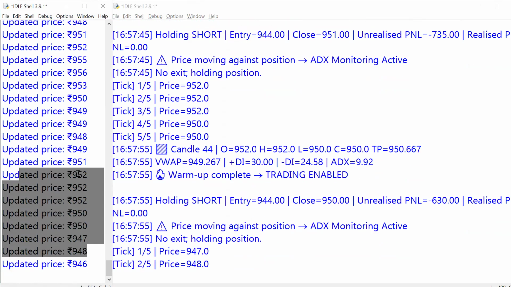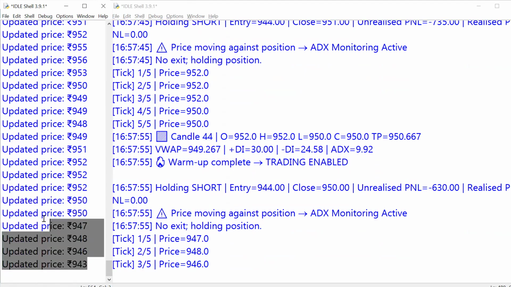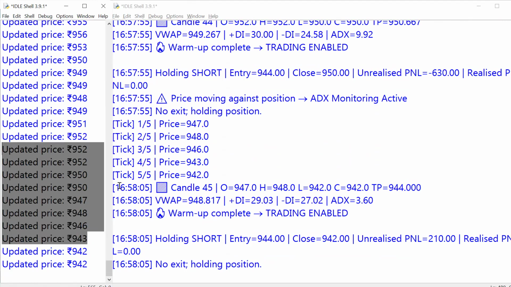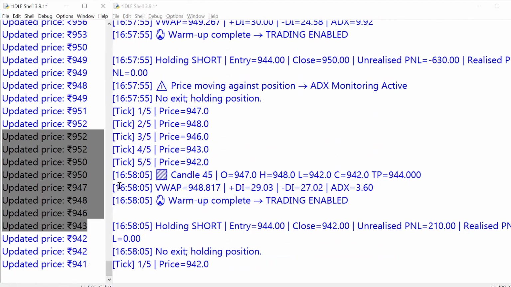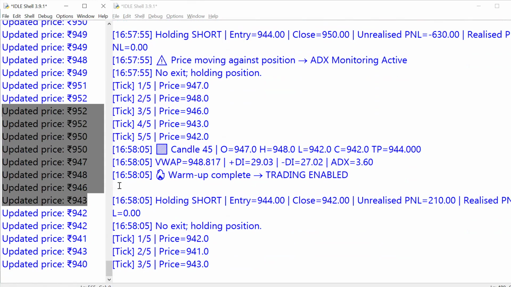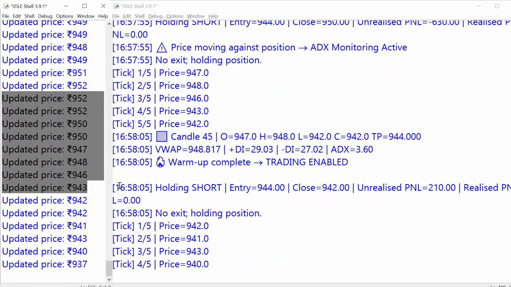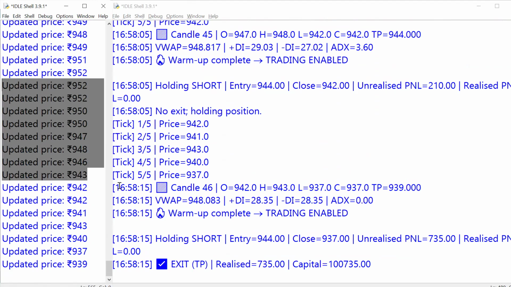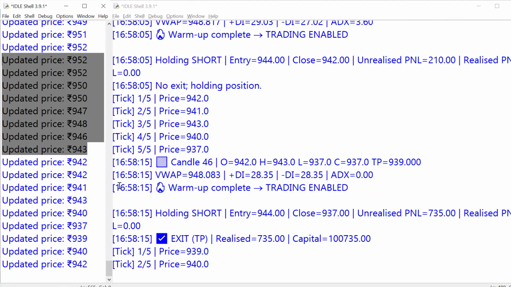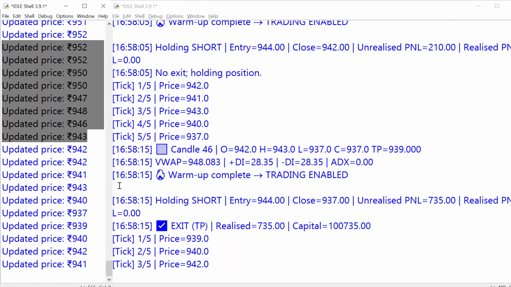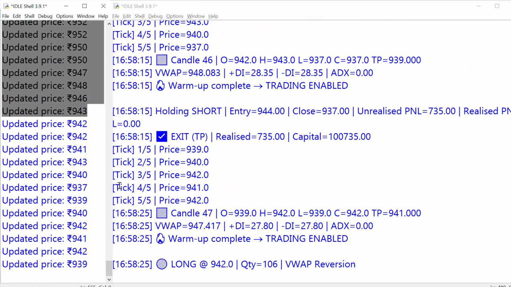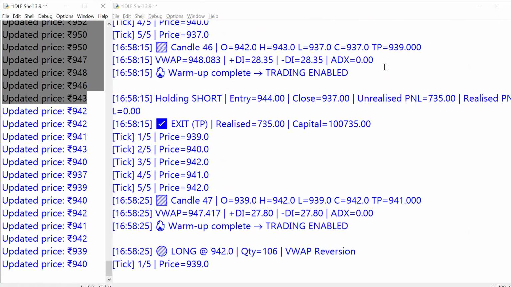The market is still in the downtrend, and it has been checked very nicely by VWAP, very nicely by ADX. Okay, we are in profit, holding a profit. The price is below 944, and we have already realized one profit also.